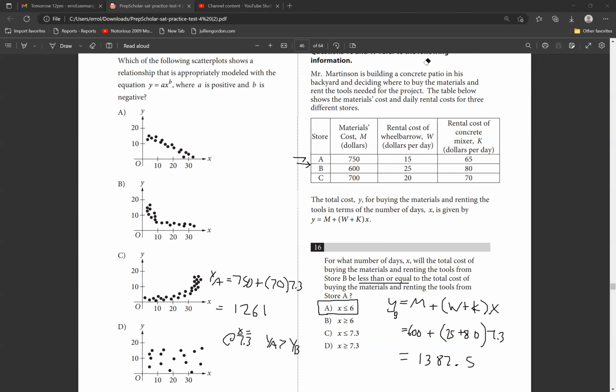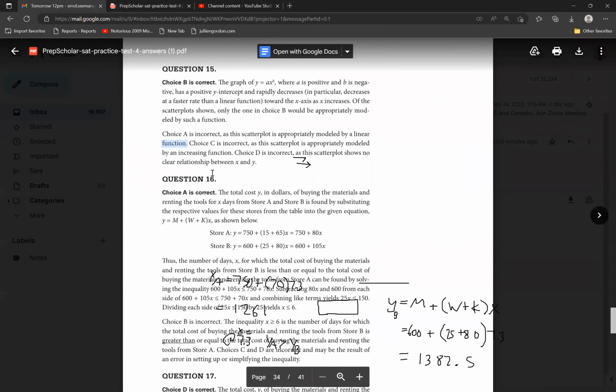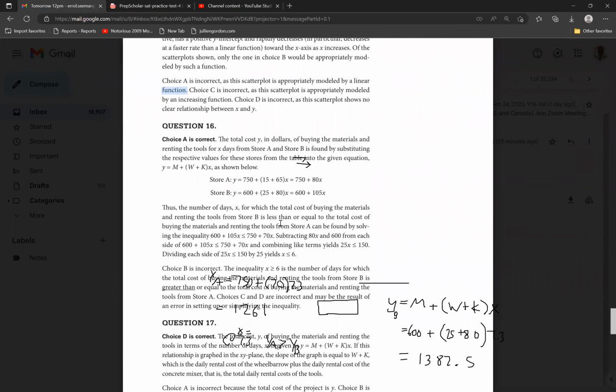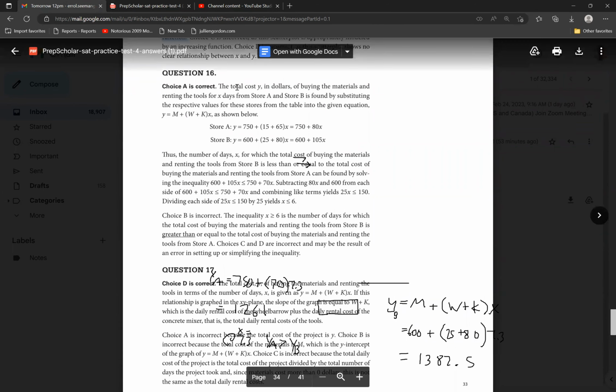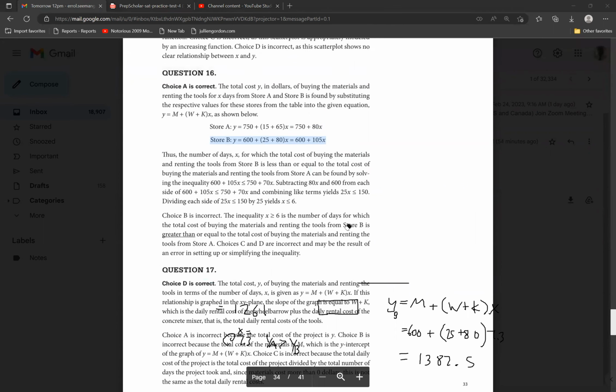All right, let's check that one. 16A. Total cost for buying, found by substituting the respective values for these stores. Okay, that's what we did. And then what else do we do? All right, so they take these two equations right here and set them less than or equal to each other, and then solve for x, which yields x less than or equal to 6. Okay. All right, so it was A on that one.